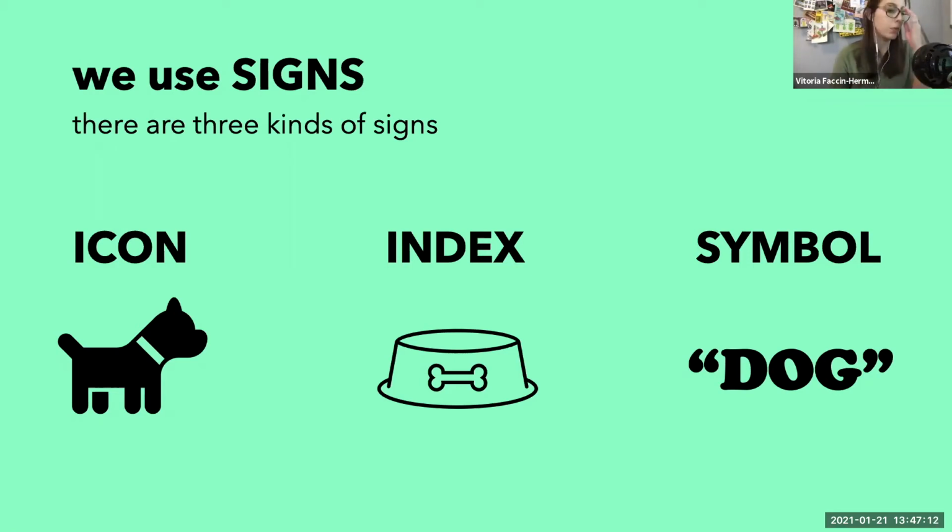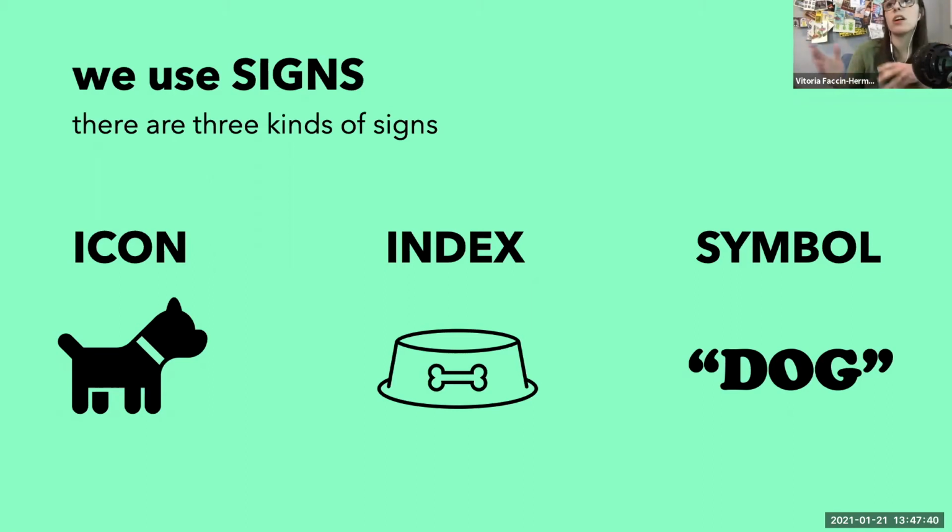So for example, you can have an icon of rain, which can be the cloud with the droplets. And then an index of rain could be a picture of a wet pavement. We're not talking about the clouds and what's happening up there. We're talking about, oh, it has rained. The ground is wet.